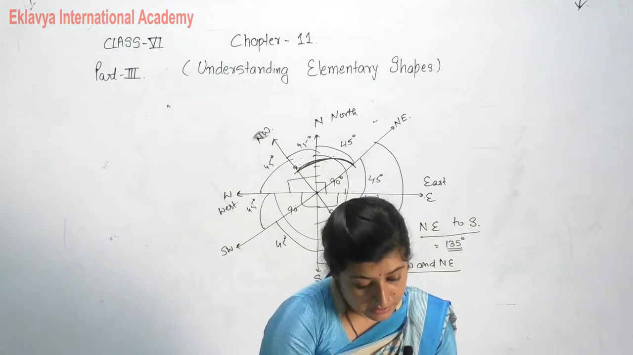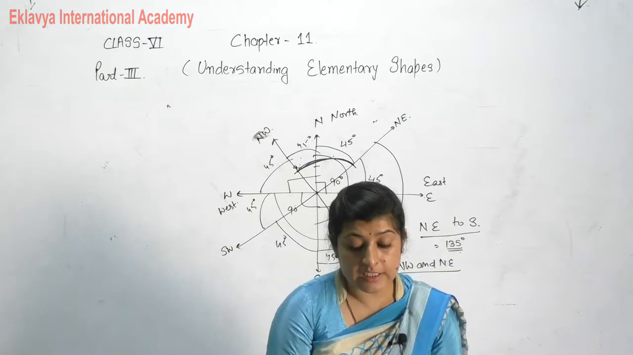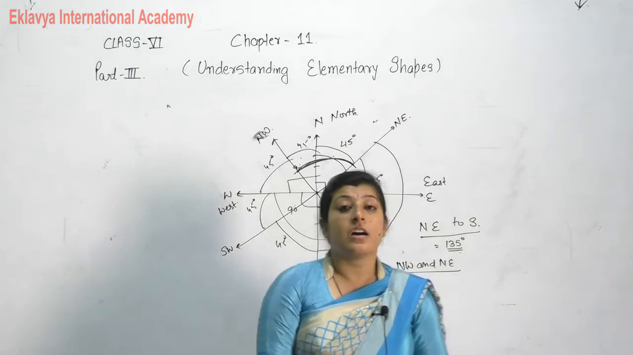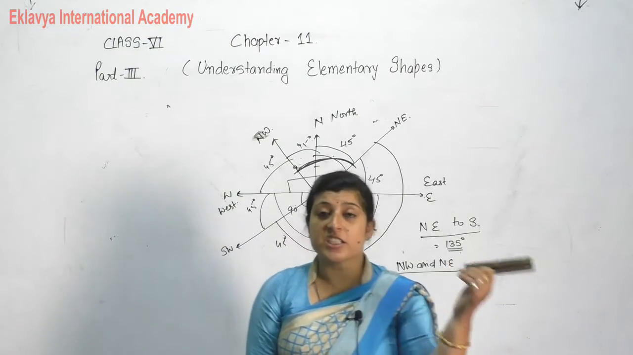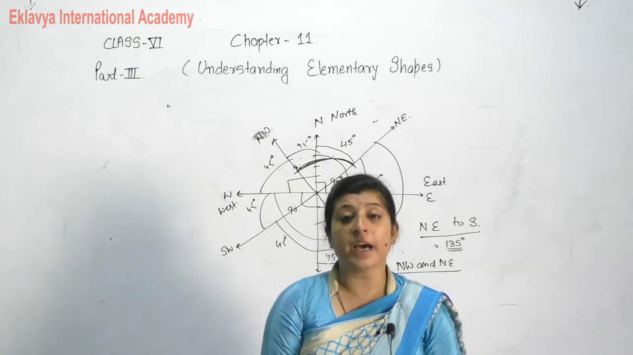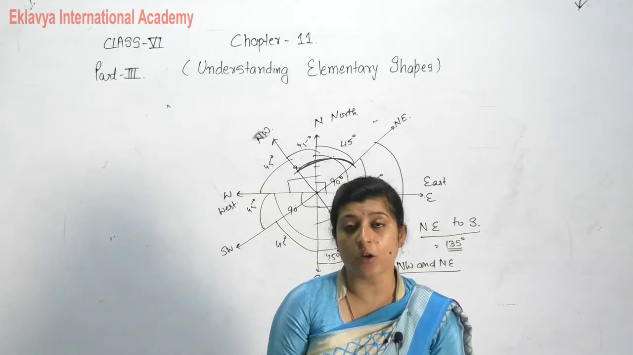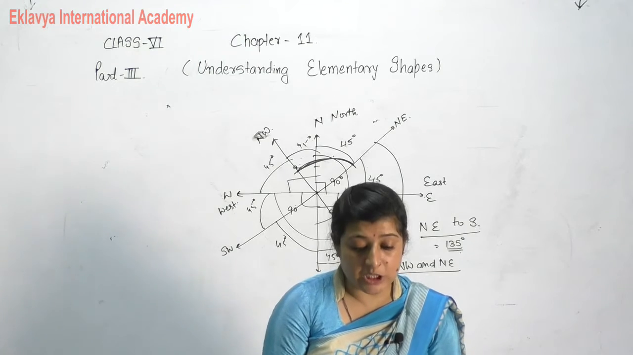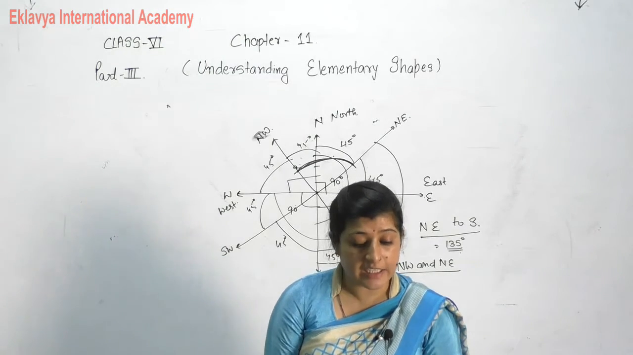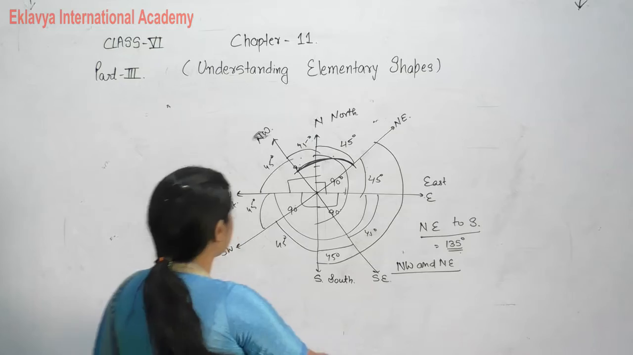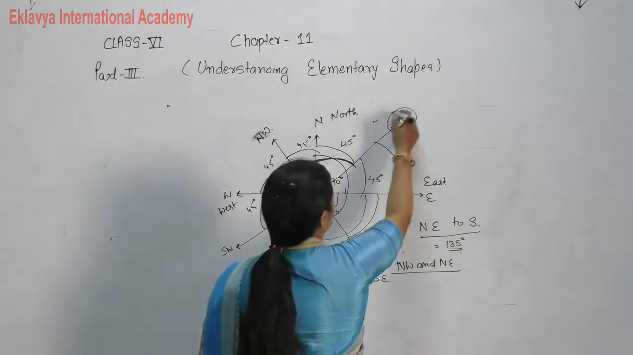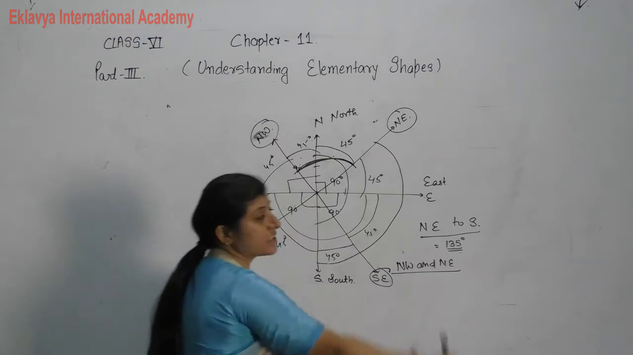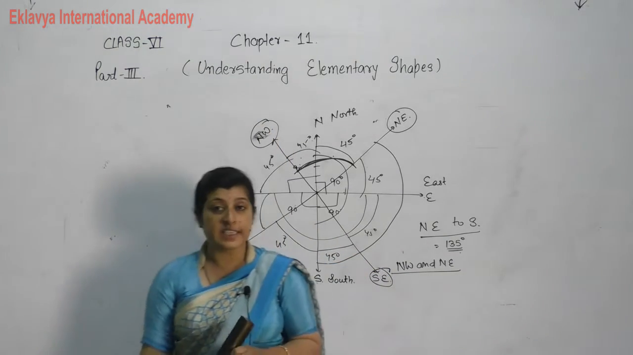Midway between them there are 4 sub directions. These are called northeast, southeast, northwest, southwest. These are the sub directions. The directions are east, west, north, south, and the sub directions are northeast, northwest, southeast, southwest. It may be noted that while naming a direction, north or south is written first and east or west afterwards.